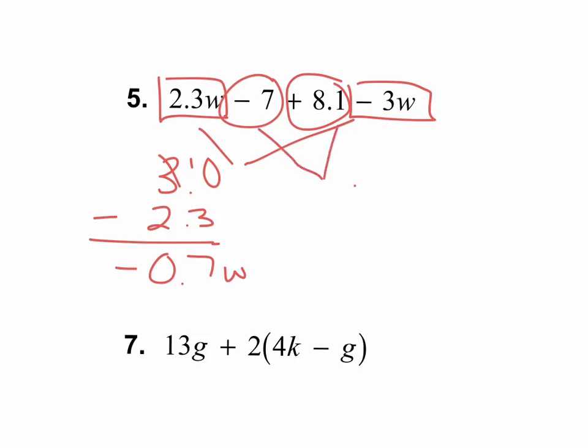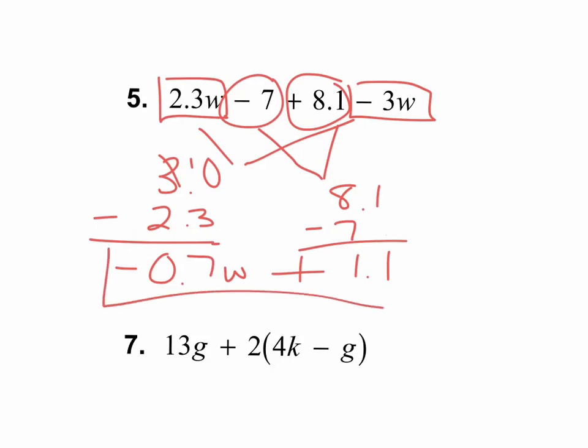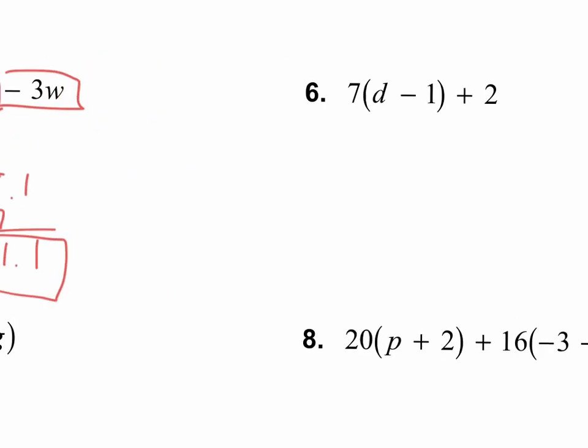Don't forget your variable. That will throw off the whole answer. Opposite signs we subtract, so 8.1 minus 7. Oops, 7, that goes there. Okay, 8.1 minus 7, and you should get 1.1. And 8.1 is bigger, so it's a positive. So my answer is negative 0.7w plus 1.1.